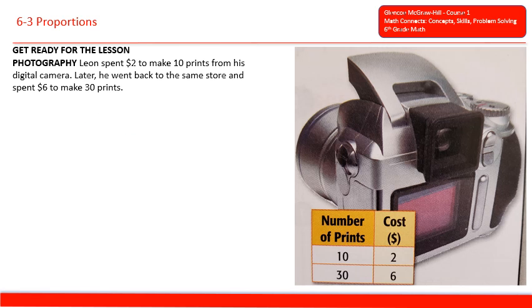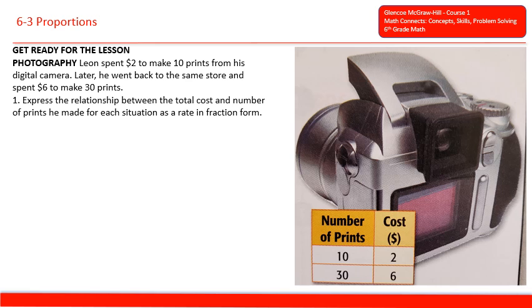Get ready for the lesson. Leon spent $2 to make 10 prints from his digital camera. Later, he went back to the same store and spent $6 to make 30 prints. Express the relationship between the total cost and number of prints he made for each situation as a rate in fraction form. $2 for 10 prints, $6 for 30 prints.